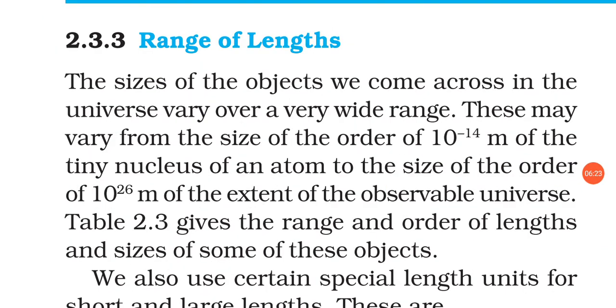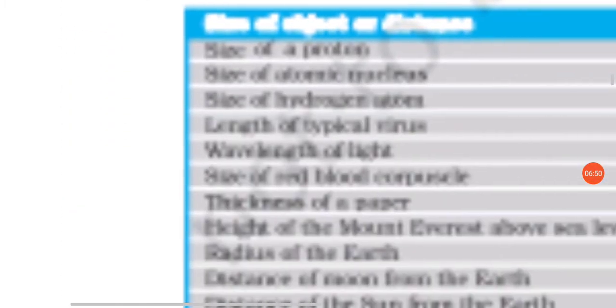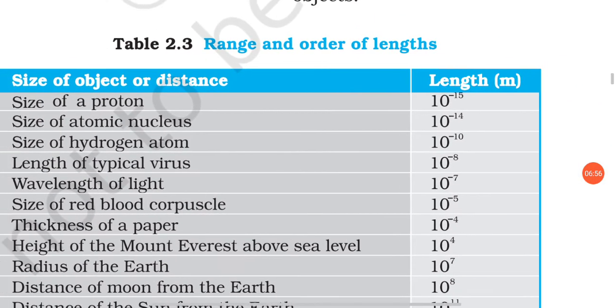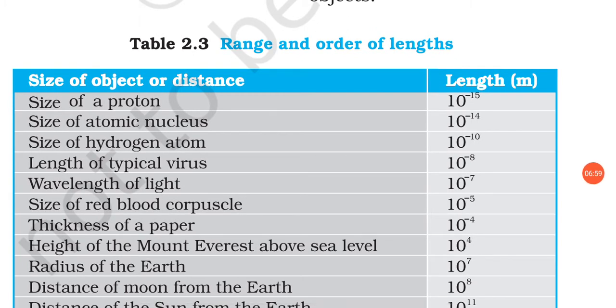Now we have another topic: the range of length, the size of objects we come across in the universe, varies over a very wide range. This may vary from the order of 10 raised to minus 14 meter, the tiny nucleus of an atom, to the order of 10 raised to 26 meter, the extent of the observable universe. In the table, the size of a proton has a length of 10 raised to minus 15 meters.